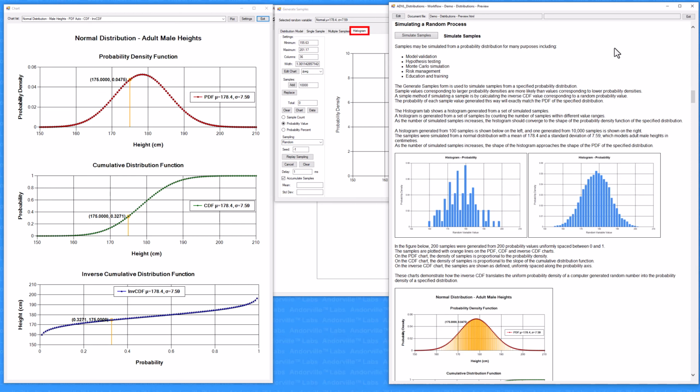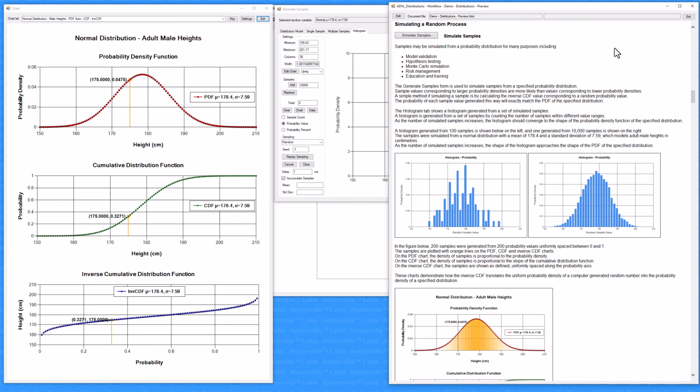The histogram tab shows a histogram generated from a set of simulated samples. A histogram is generated from a set of samples by counting the number of samples within different value ranges. As the number of simulated samples increases, the histogram should converge to the shape of the probability density function of the specified distribution. A histogram generated from 100 samples is shown below on the left, and one generated from 10,000 samples is shown on the right.